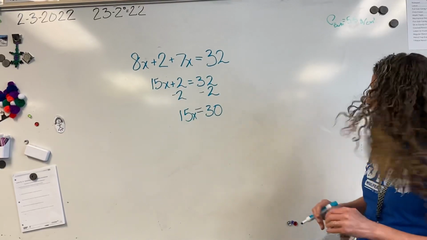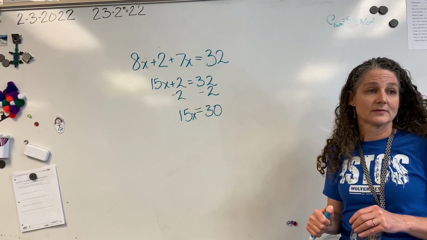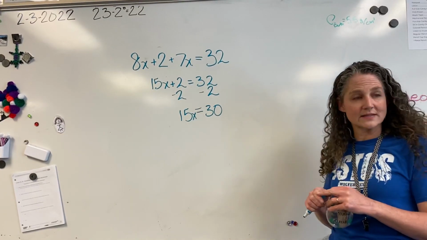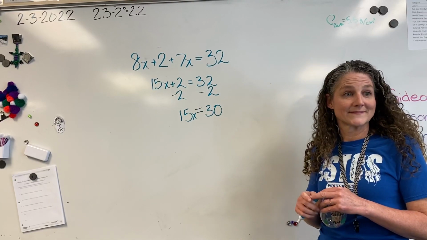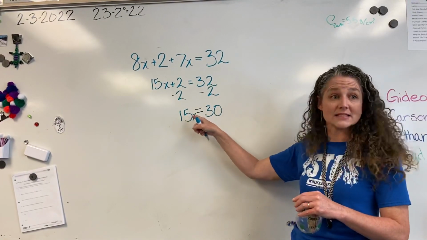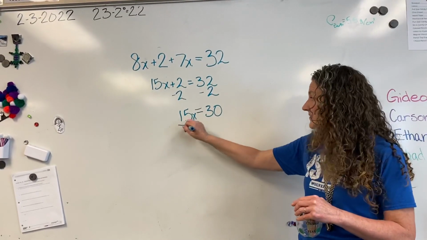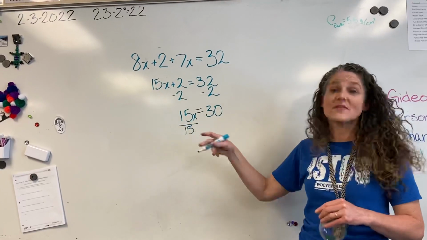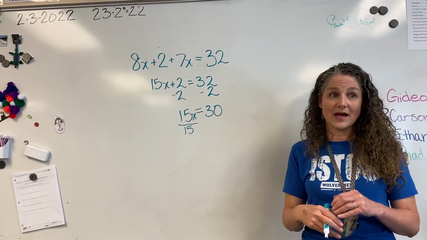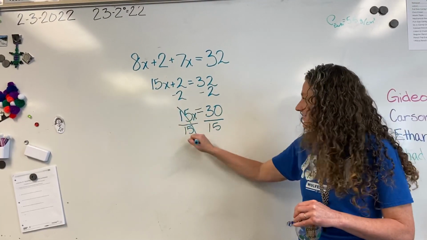How do I get that x alone? Divide by what? Why would I divide by 15? Because what's happening with the 15 and the x? Yeah, if I divide by 15, the 15 goes away. Sometimes if I ask you why you do something, you're right. I just want to make sure you can tell me why, right? Divide by 15. Those cancel, which we love.